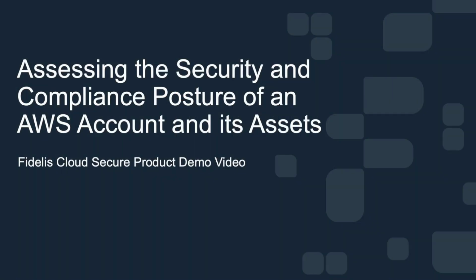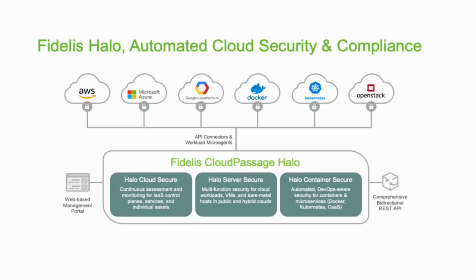Application hosting in the public cloud is fast, automated, and scalable. To keep up, security and compliance operations must also be fast, automated, and scalable. Fidelis Cloud Passage Halo is a unified cloud security platform that automates cloud security controls and compliance in any public, private, hybrid, or multi-cloud environment. Halo's extensive automation capabilities streamline and accelerate workflows between InfoSec and DevOps.